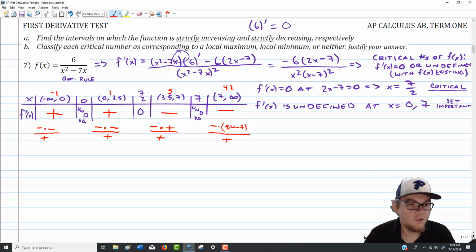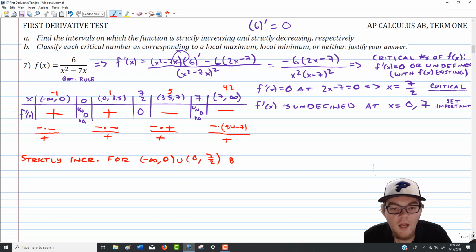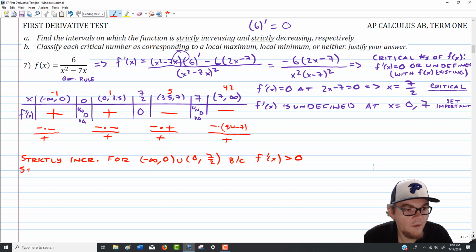So given that information, we now are ready to draw our conclusions. We have that this function is strictly increasing. I'm going to start abbreviating increasing INCR. It's going to be strictly increasing for negative infinity to 0 and 0 to 7 halves. And although it didn't ask, our reason would be because f prime of x is positive. We can likewise talk about the strictly decreasing.